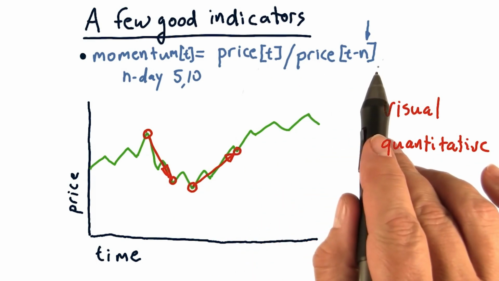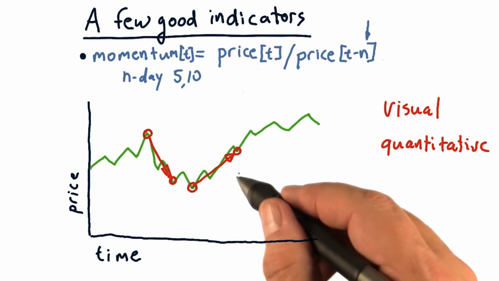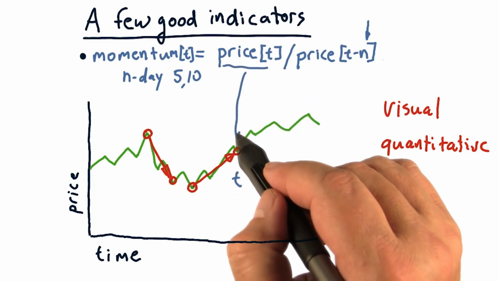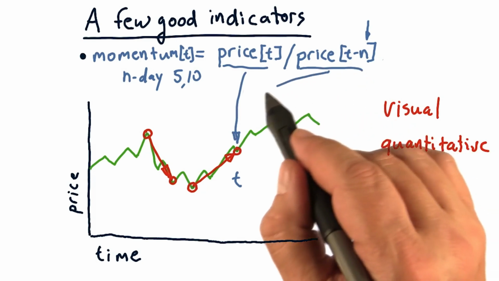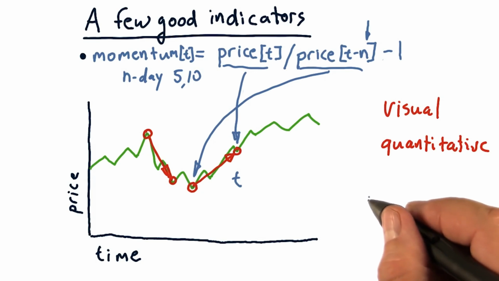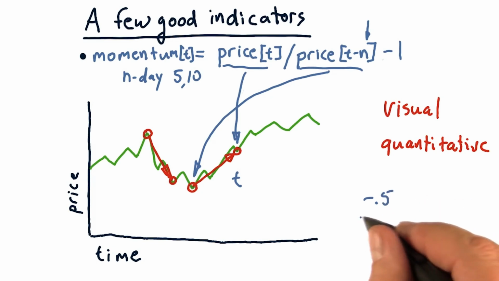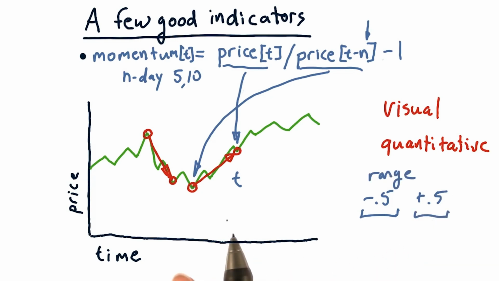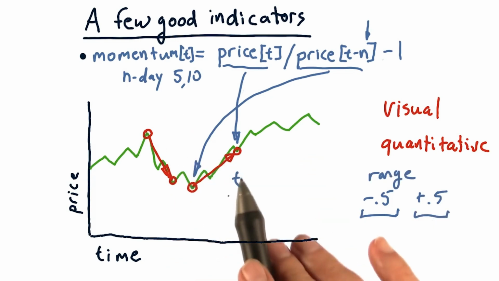Here's the pseudocode for how we compute momentum on a particular day. So let's suppose this is day t right here. We just take the price as of that day and we divide it by the price n days earlier and subtract 1. So this will give us a number, say 0.1 if the price has gone up 10%, or negative 0.1 if it's gone down 10%. So we'll usually see numbers in the range of, say, about minus 0.5 for a big significant 50% drop to about plus 0.5.